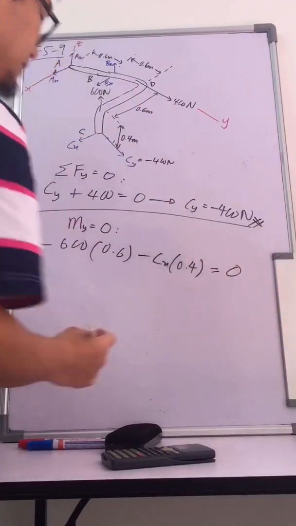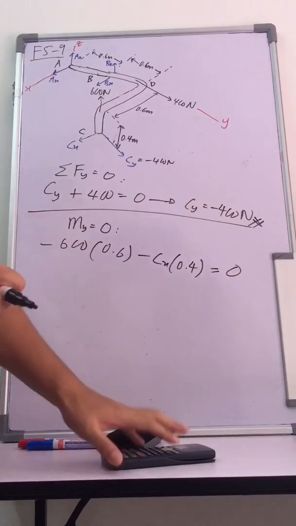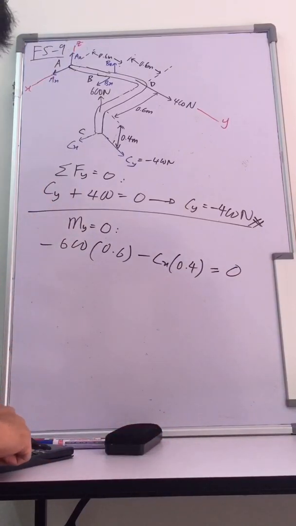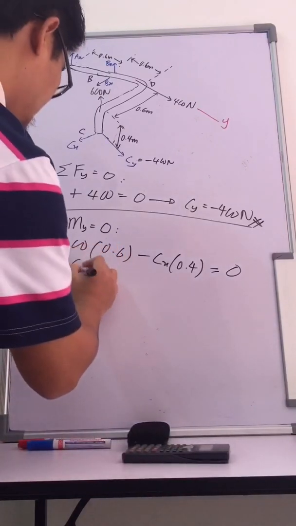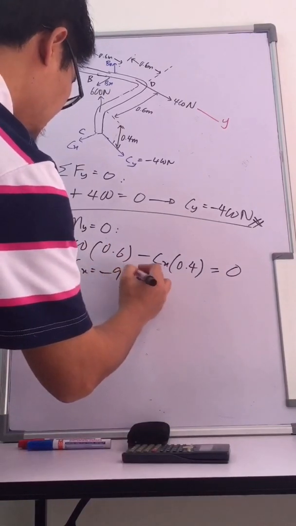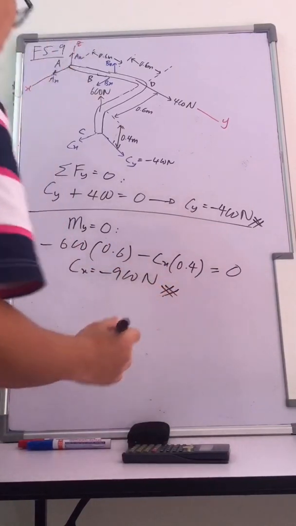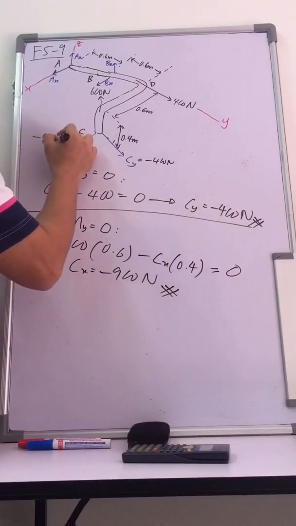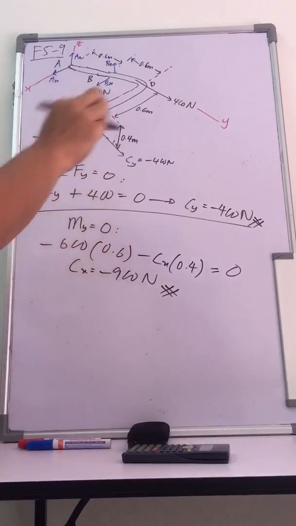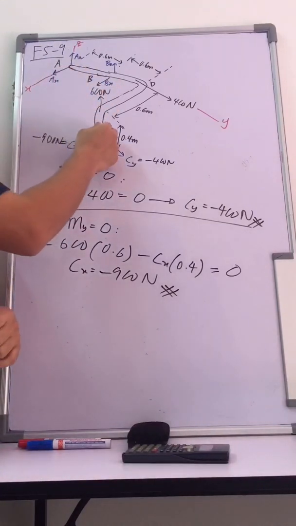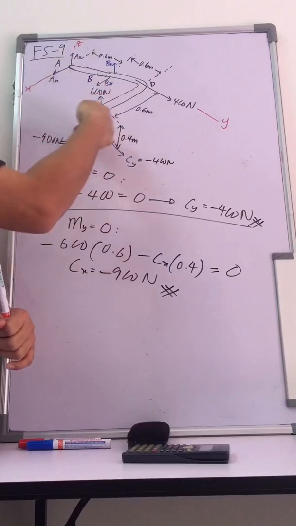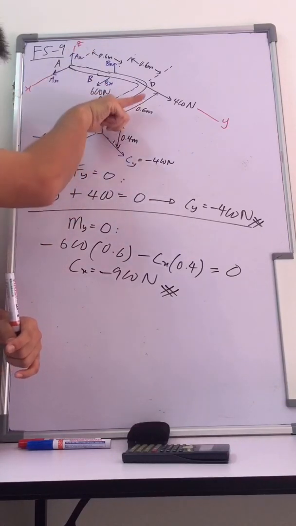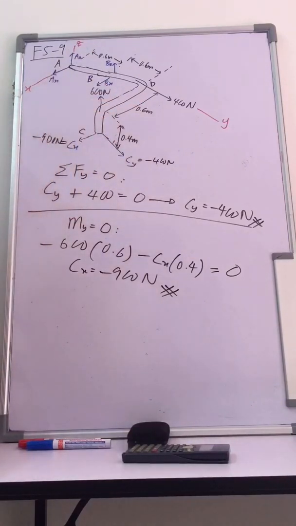So you have this equals to 0. So you solve that one, 600 times 0.6 divided by 0.4. So you got Cx equals to minus 900 Newton. Alright, again, what does it mean by Cx equal to minus 900? It means that the magnitude is 900, that's fine. But initially we assume the direction is in positive x, right? So now the direction should be pointing that way with magnitude of 900 Newton.